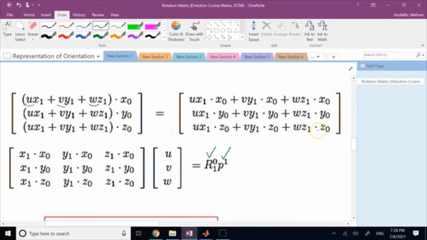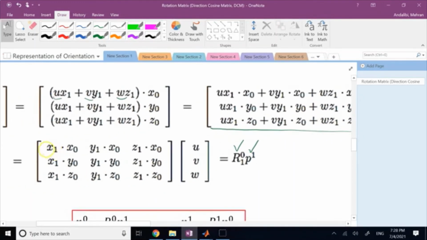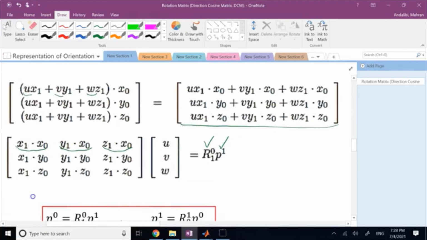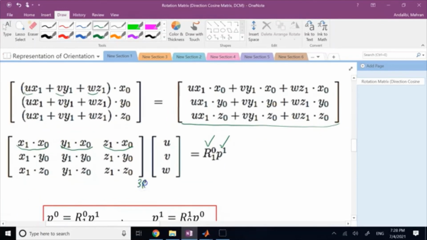And now what you can do, you can rewrite this as x1 dot x naught, y1 dot x naught, z1 dot x naught, and the same thing for the others. This whole 3 by 3 matrix times the three numbers U, V, and W. If you multiply this 3 by 3 by this 3 by 1, you see the result is going to be this top one, the 3 by 1 vector. You clearly can see the result is that.